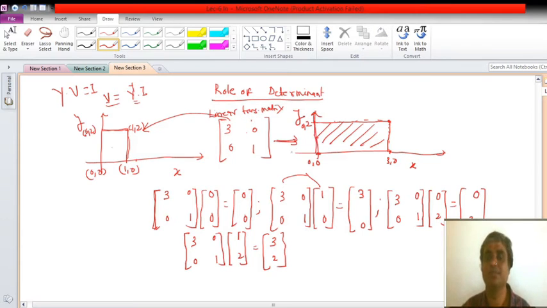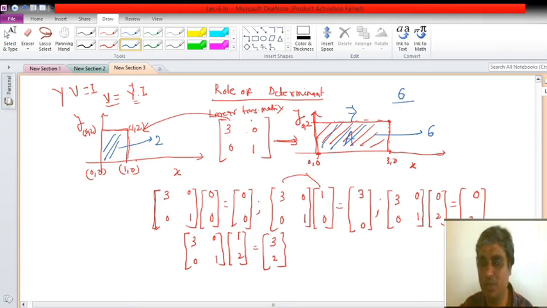Now, to understand the determinant, I will find the area. The area of the output is 3 into 2, which is 6, and the area of the input is 2. If I find the ratio of the area of the output signal to the input signal, it gives me 3.